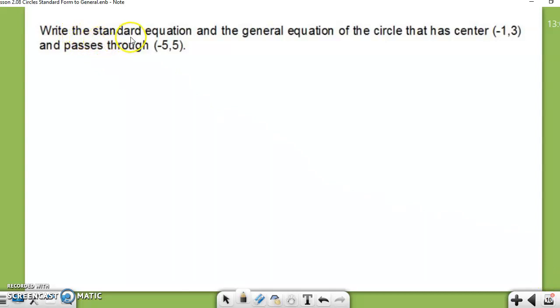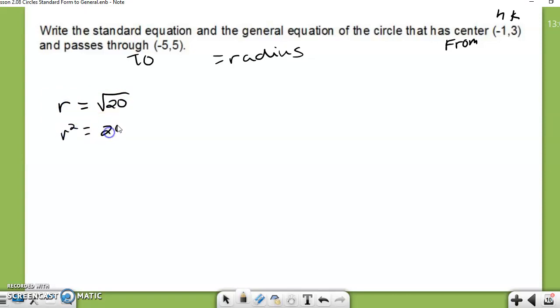Now we're going to do the same thing, but the only difference here is they've given us the circle that has the center. So this is your h and your k, and it passes through a point. So from the center to this point equals your radius. So you have to use your distance formula to get your radius, and in this case, when you do that, you get your radius equals the square root of 20. So r squared equals 20.